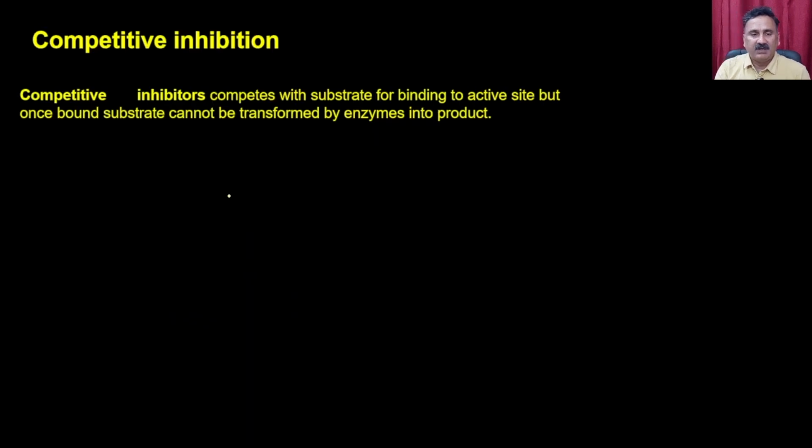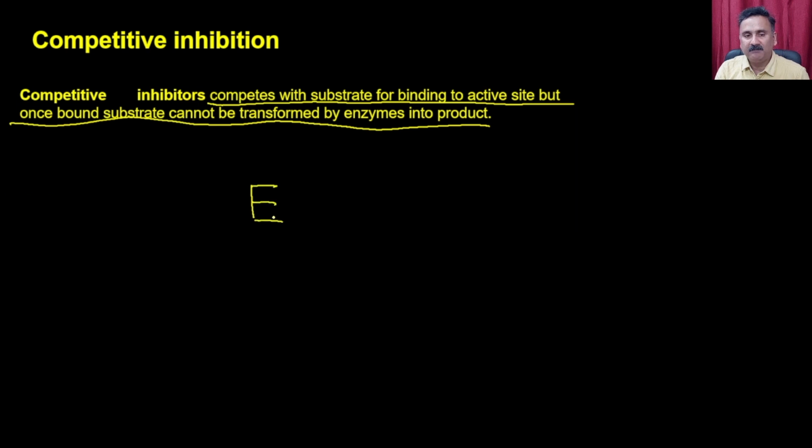Competitive inhibitors compete with the substrate for binding to the active site, but once bound, the inhibitor cannot be transformed by the enzyme into a product. For example, this is the enzyme. The enzyme interacts with the substrate and is converted into the enzyme substrate complex, and then this complex is converted into the enzyme plus product. So if the enzyme is active, it is going to do that.